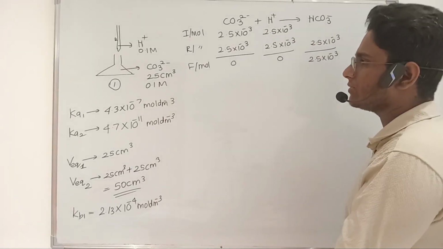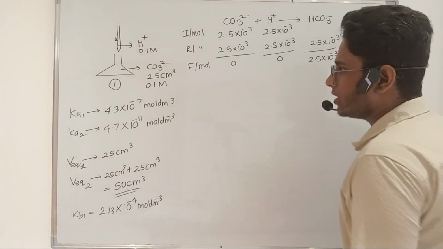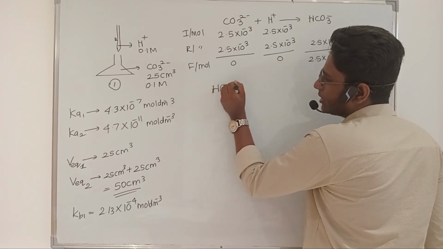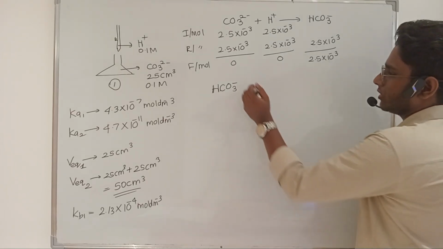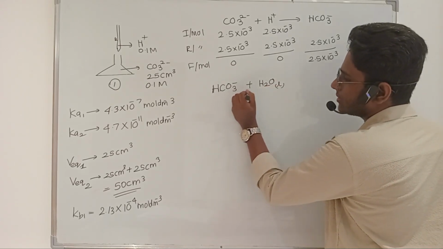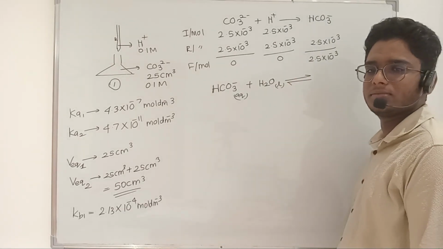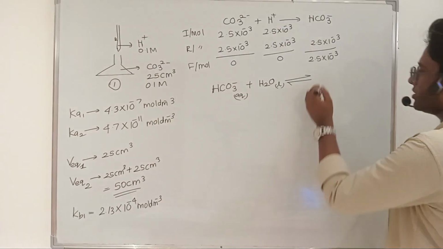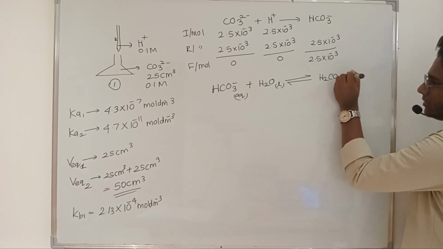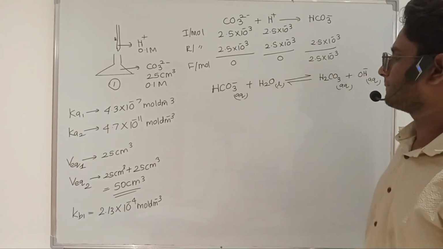Now they're asking the pH at the end of the first equivalence point. Who is present at the end of the first equivalence point? Only bicarbonate is present, so it is going to form an equilibrium. Bicarbonate is going to react with water. What is it going to form, carbonate or carbonic acid? Remember it, H2CO3 is going to form, and OH minus is going to form, right?